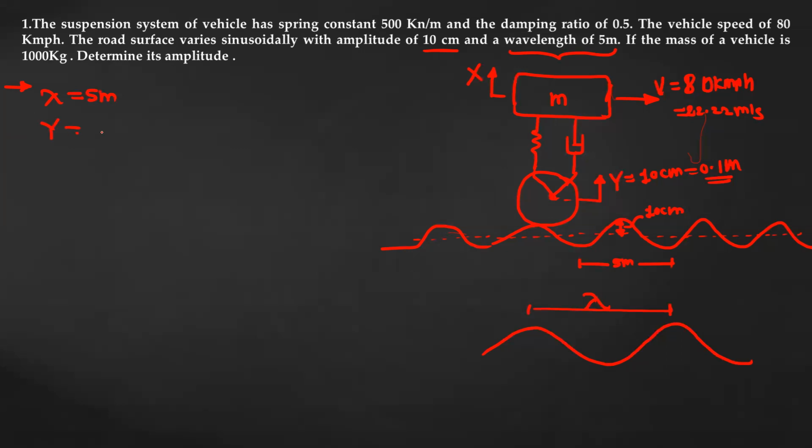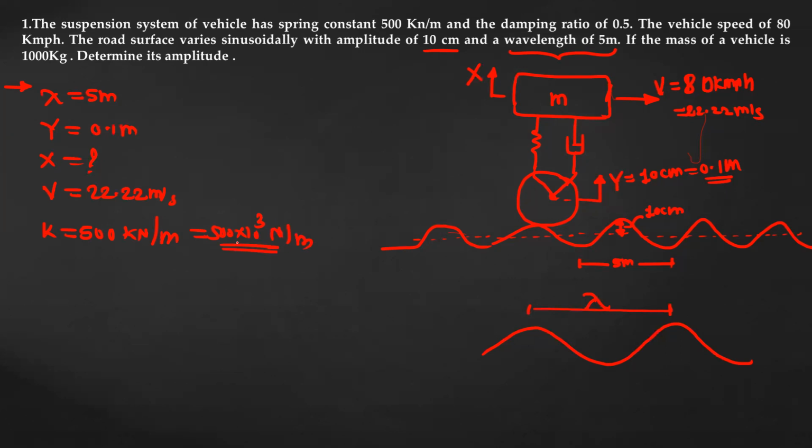Then the capital Y value is 0.1 meter. The X value is unknown. Then the vehicle speed V is given, which is 22.22 meter per second. Then the K value is given, that is the stiffness. This is 500 kilonewton per meter. So that is equal to 500 into 10 to the power 3 Newton per meter.